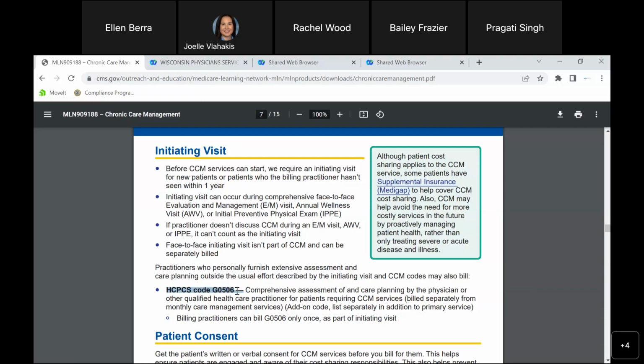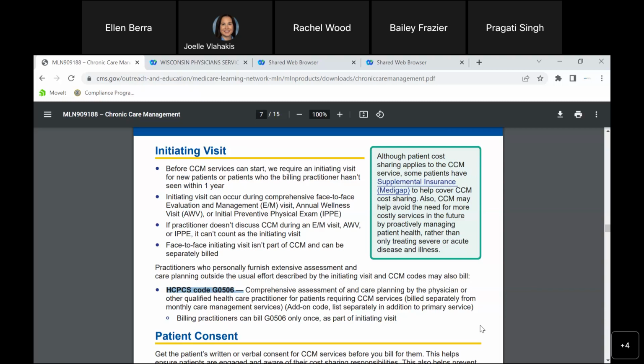So what that means is during that initiating visit, and that's the only time when this can be billed on the same day as that initiating visit, you're having the conversation with the patient about CCM, and then your practitioner is doing this comprehensive assessment and doing the care plan for the patient. CMS does not assign any time to that procedure code. Documentation would just have to support comprehensive assessment and then the start of the care plan.